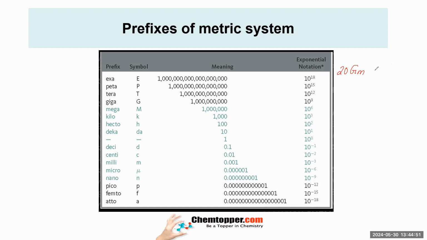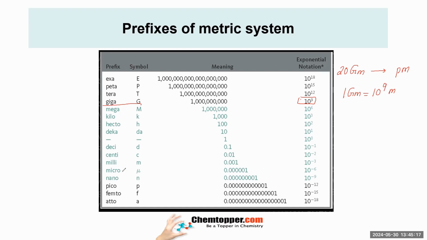Convert 20 gigameter into picometer. We'll do dimensional analysis. See how. What do you know? You know that 1 gigameter, this is a ratio I know. 1 gigameter, you can check here. Giga is here. This is giga. It is 10 raised to power 9 meter.